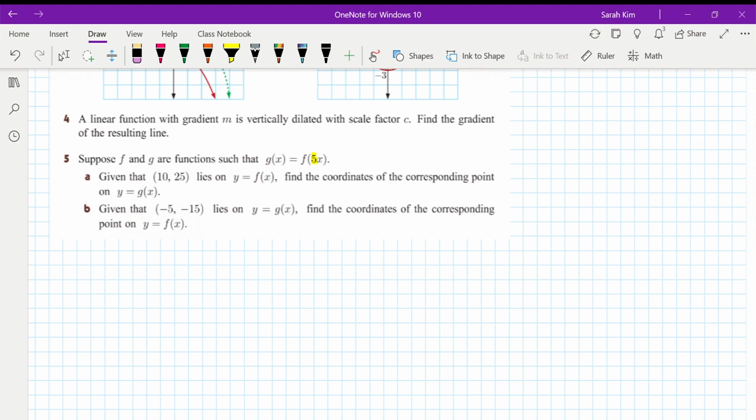So what we want to know is, first of all, this coordinate lies on y equals f of x. So we need to figure out the coordinates of the corresponding point on y equals g of x. Unfortunately, we don't know f of x. We know f of 5x. So we need to make it work. We need to figure out what this 5 does to this original function, f of x.